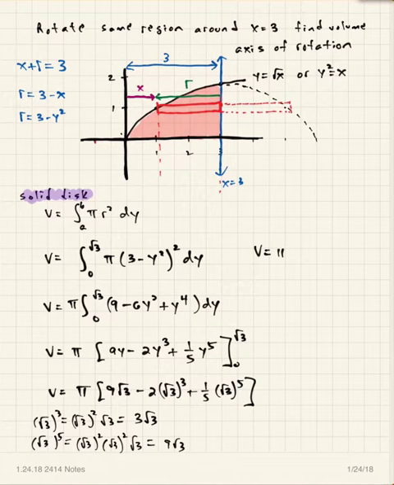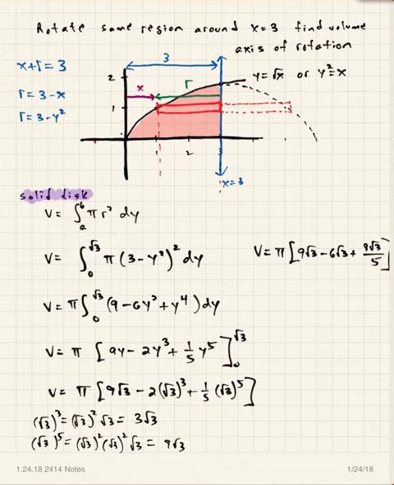So in our problem, this would be pi times 9 square root of 3 minus, and then the square root of 3 cubed, we've already said, is 3 square root of 3 times the 2, so that'd be 6 square root of 3. And then plus, the last one would be 9 square root of 3 over 5.